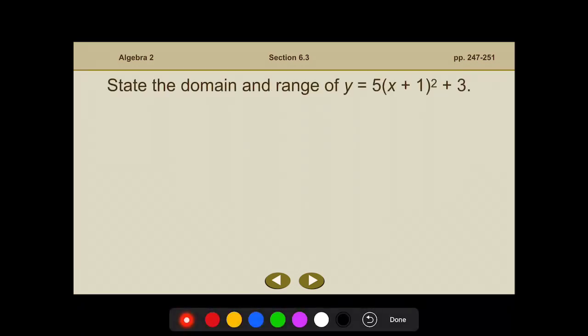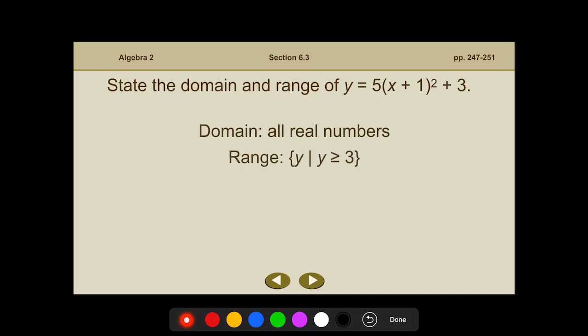State the domain and the range of the function here. We have some more information about domain and range. The domain is all real numbers for every parabola. It will always be all real numbers. The domain, again, is the limitation on the x, so there's no limit on any of the x values. So it's all real numbers.